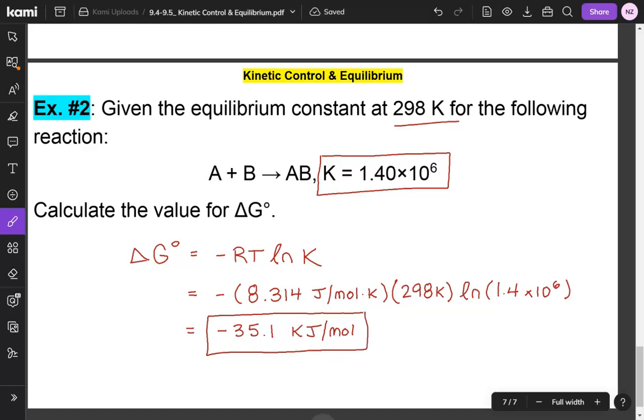And that's essentially it. So we talked about kinetic control, so why a reaction doesn't occur when it's predicted to occur thermodynamically. And then we also went through equilibrium and the K values.